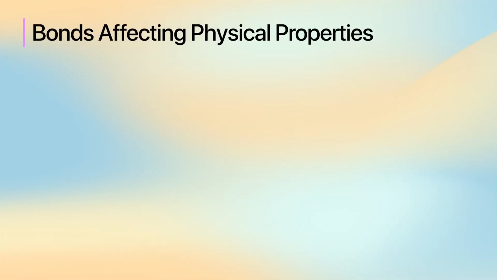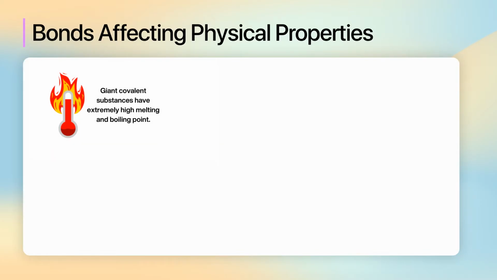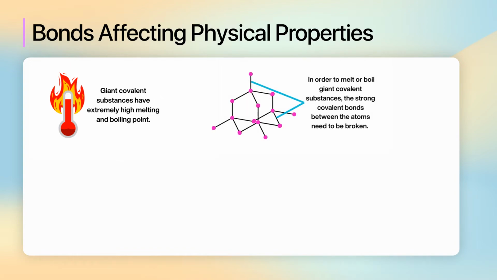Now, let's move on to examining the properties of giant covalent substances, starting with melting and boiling points. Giant covalent substances have extremely high melting and boiling points. This is because in order to melt or boil giant covalent substances, the strong covalent bonds between the atoms need to be broken. To melt or boil a giant covalent substance, a significant amount of energy is required to break these numerous strong bonds throughout the entire structure.